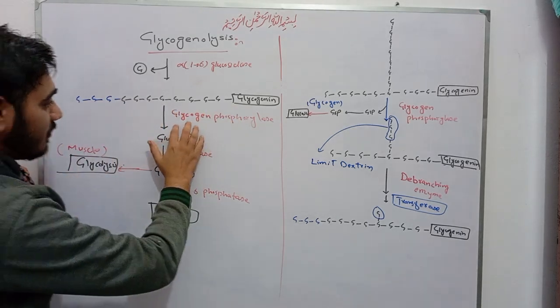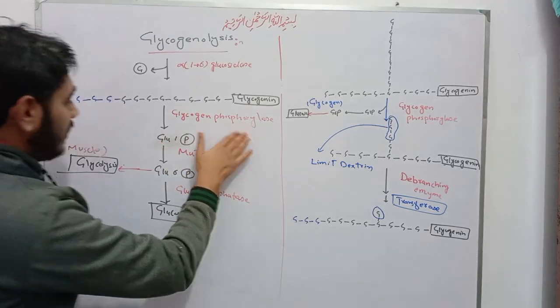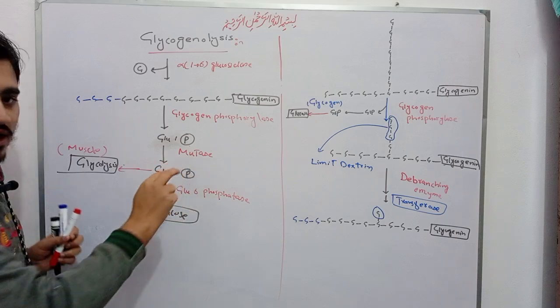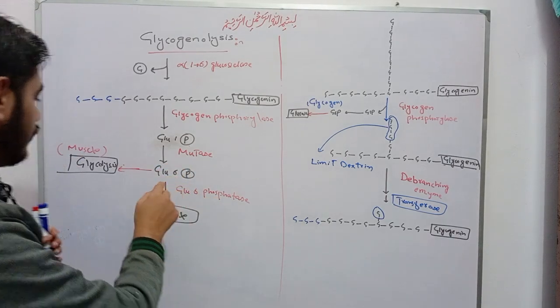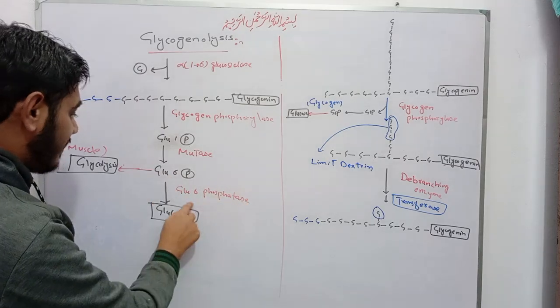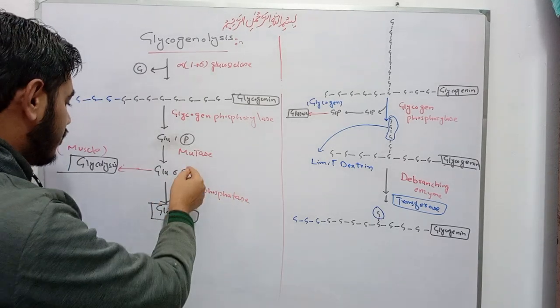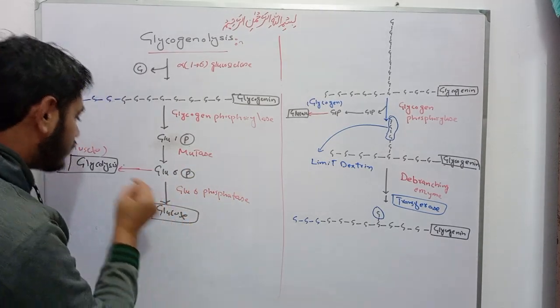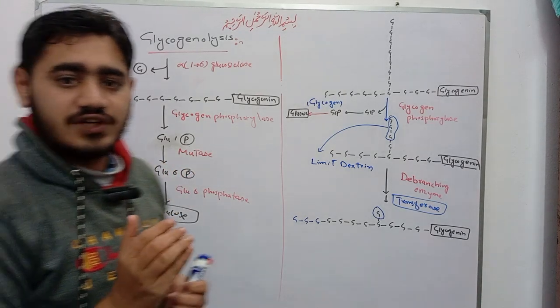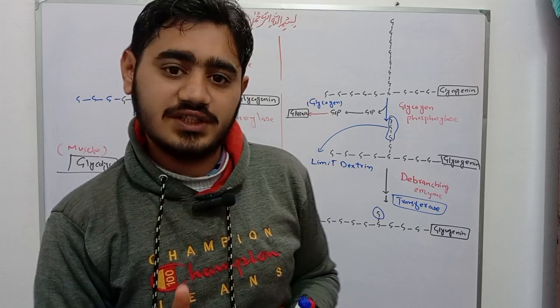With the help of glycogen phosphorylase enzyme, there is the formation of glucose 1 phosphate. With the help of mutase enzyme, this glucose 1 phosphate converts into glucose 6 phosphate. Now, in liver, with the help of glucose 6 phosphatase enzyme, this glucose 6 phosphate converts into glucose. While in muscles, it directly enters into the glycolysis process due to deficiency of glucose 6 phosphatase enzyme.